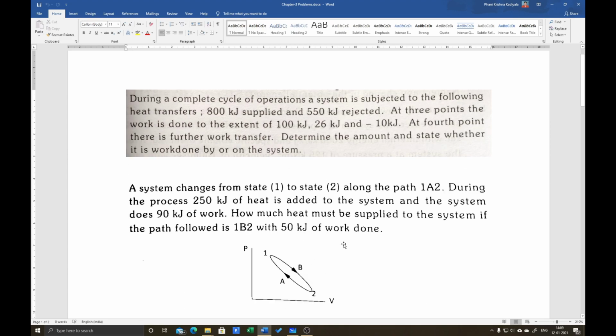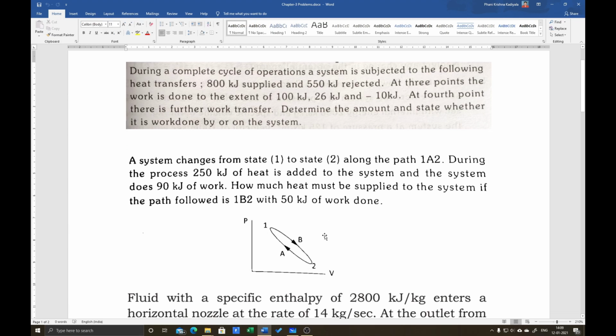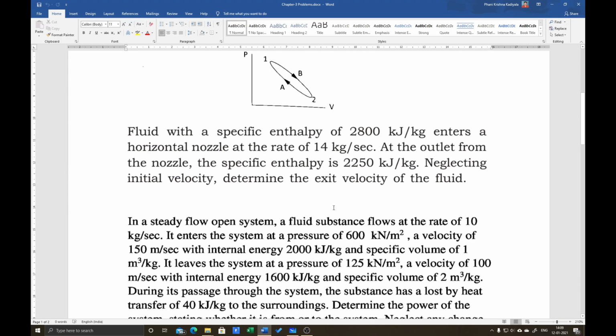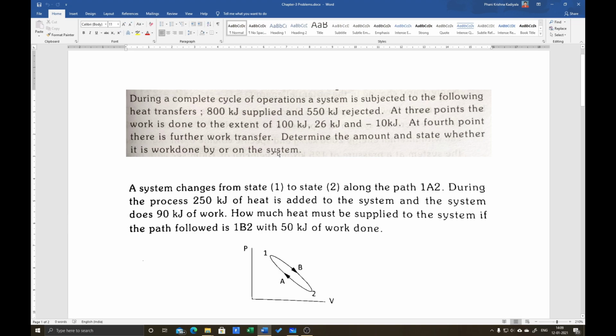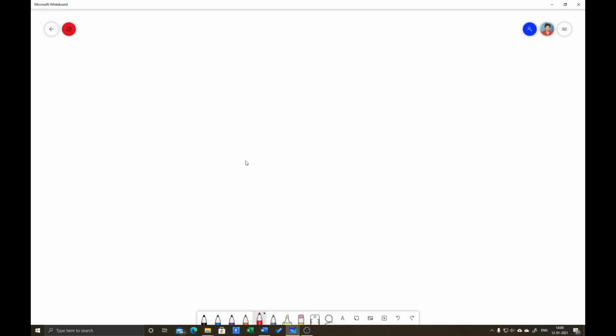In this class, we will solve some problems related to chapter 3. These are some exercise problems and previous year questions. Okay, we'll solve one by one. Before going to that, we should remember some formulas related to this.